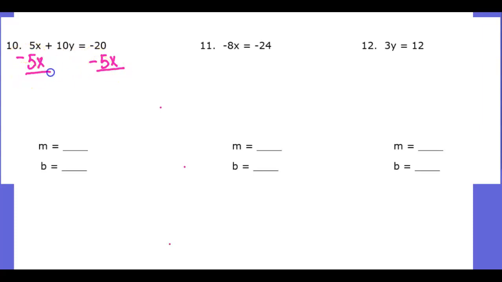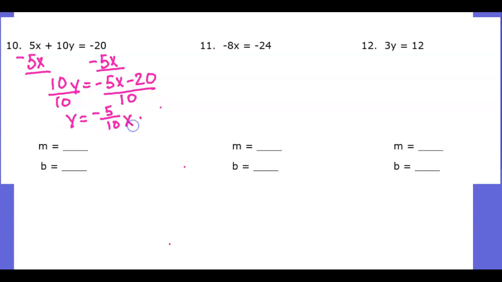Okay, here we go. So this would be 10y equals negative 5x minus 20. And then I divide both sides by 10. y is equal to negative 5/10 x minus 20/10, which can simplify to y is equal to negative 1/2 x minus 2. So my slope is negative 1/2. My y-intercept is negative 2. Remember, I'll put it up here, slope-intercept form.